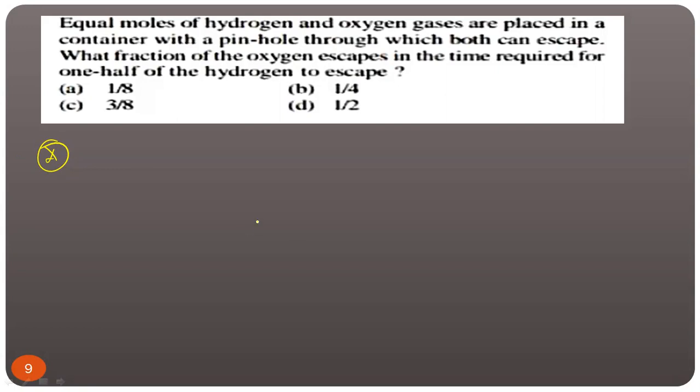Or do I need to solve? Okay, no issue. It is given equal moles, meaning the number of moles of hydrogen is equal to the number of moles of oxygen. Is it clear to you? Now, according to Graham's law of diffusion, the rate of diffusion of hydrogen upon the rate of diffusion of oxygen is equal to V1 upon T1 divided by V2 upon T2, where V1 and V2 are the volumes and T1 and T2 are the times.